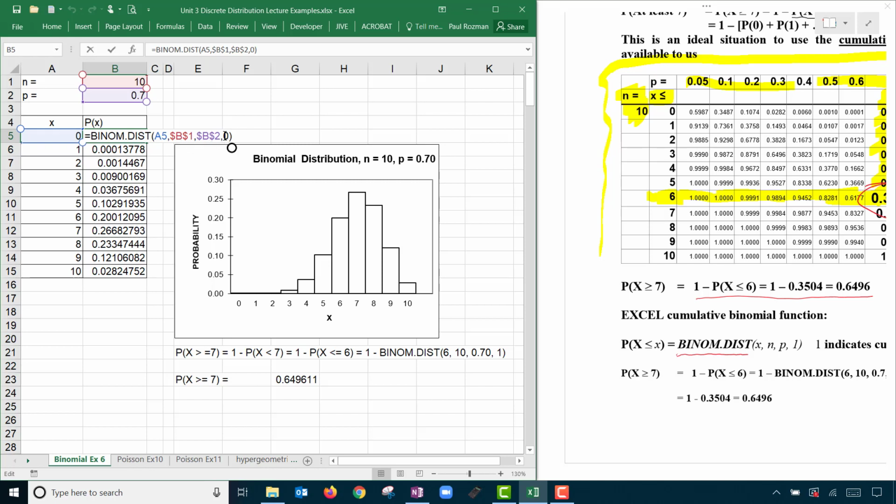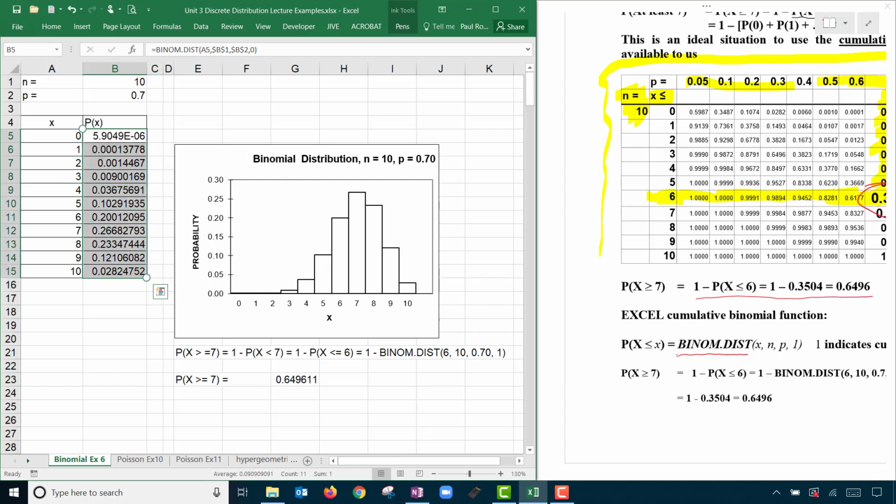And then at the end, it asks us for one more parameter there. And it's basically true or false. And it's asking us, do you want this to be cumulative or not? And in this case, I didn't want it to be cumulative. I wanted to get the probability of 0 successes in 10 trials. I didn't want less than or equal to 0. I wanted exactly 0. In fact, I wanted that for all of them. Once I calculated each of these probabilities, I just took that formula and copied it down.